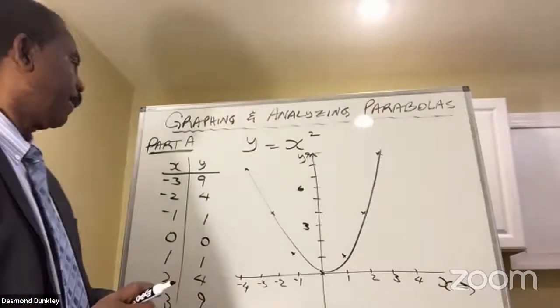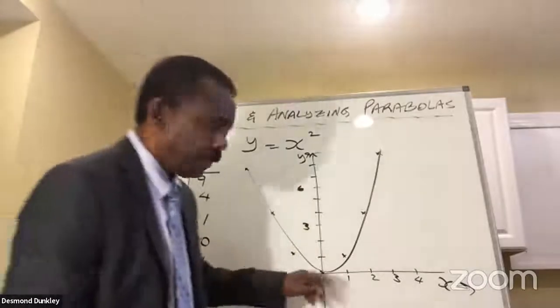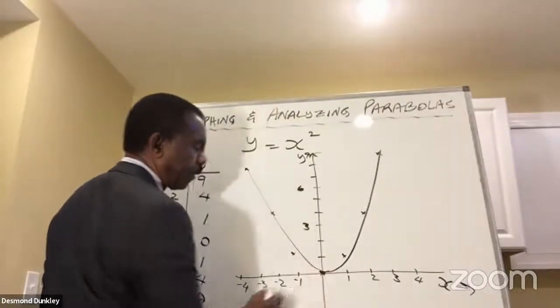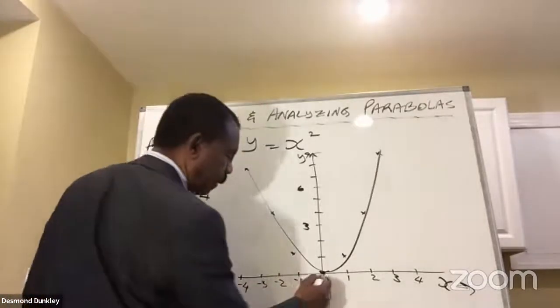Okay, so a couple things to note here. This part, which is right here at 0, 0, has a name. It's called the vertex. This is called the vertex.